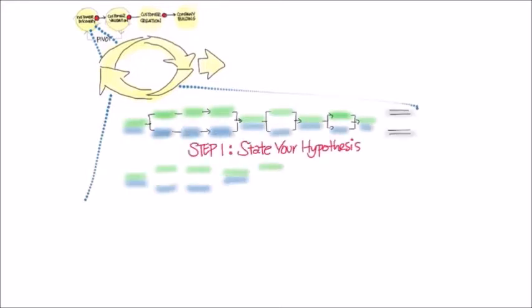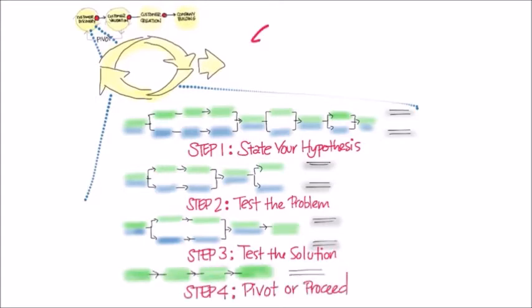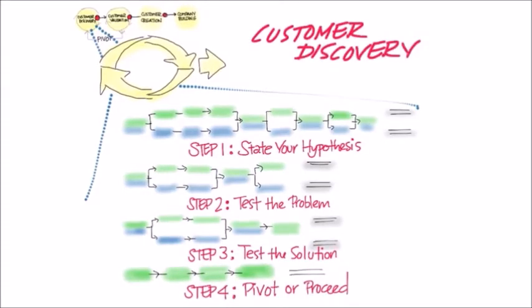Again, if you're using the Startup Owner's Manual, you'll notice these two tracks. And remember I said you have one track for physical, one track for web mobile, and all that are the different tactics for one channel versus another. But the strategy is the same. State your hypothesis, test the problem, test the solution, pivot and proceed. And remember, all of this is going on outside the building in front of customers.